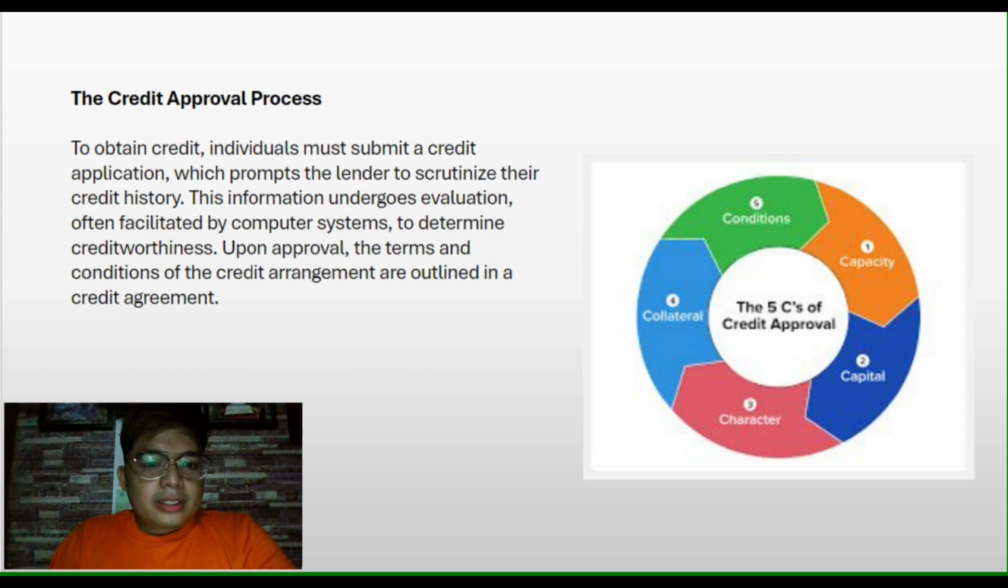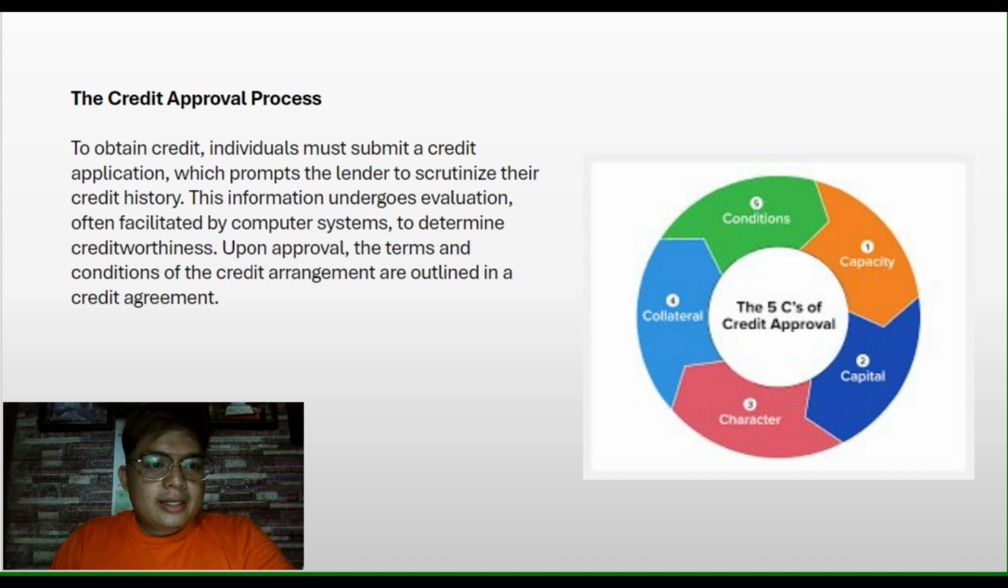Capacity is evaluating the borrower's ability to repay the debt. Lenders examine factors such as income, employment stability, and debt-to-income ratio to determine if the borrower has sufficient financial resources to make timely payments on the credit card balance.